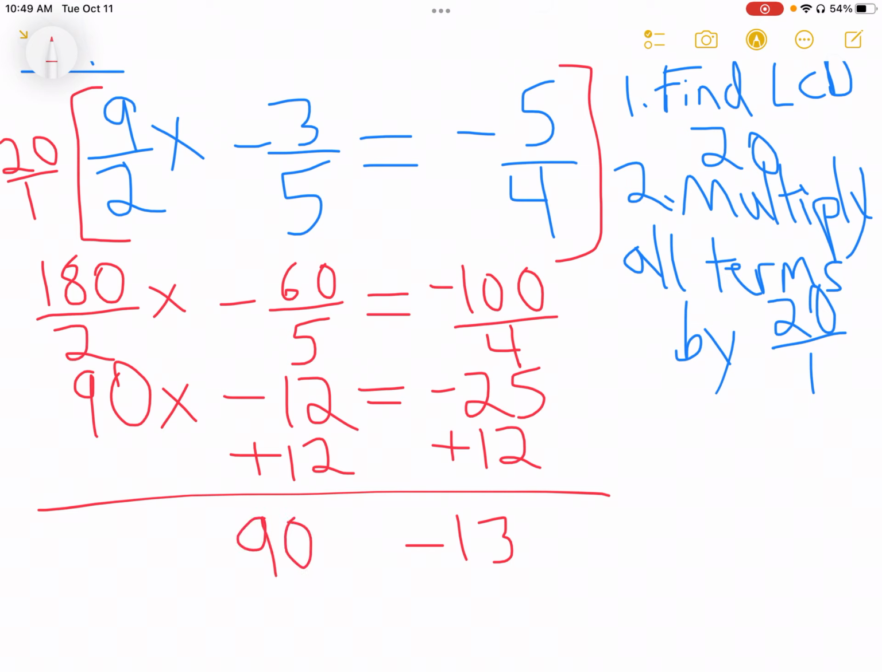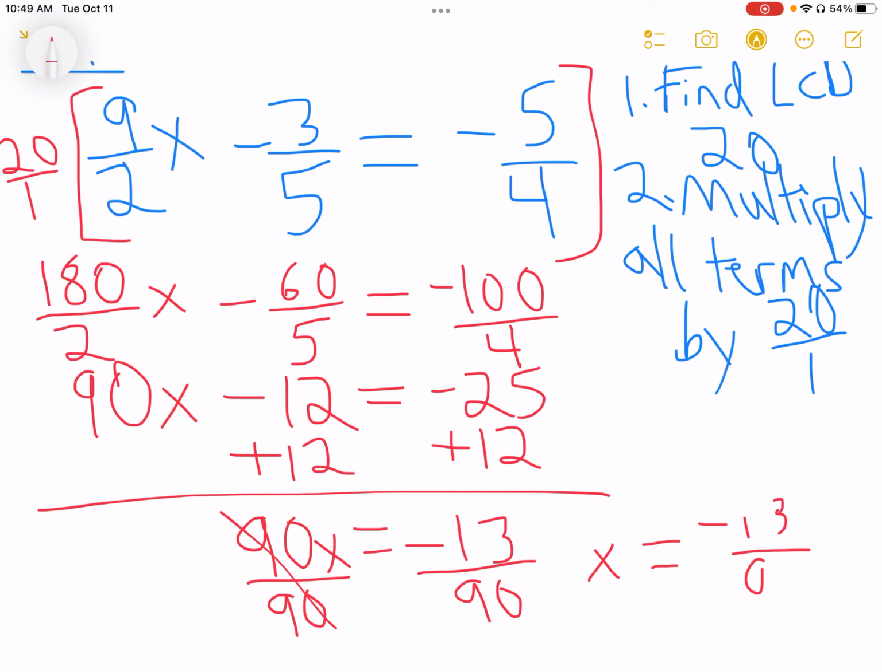And my 90x is equal to minus 13, which means I can divide my 90x by 90. And unfortunately, I don't get a very nice number, because now my x is just equal to minus 13 over 90. I don't really like that weird answer here. But in the real world, you're not going to get super even answers all the time. You get some weird answers. So this is still a number. It's just this fractional answer. Okay, so that's those. And so, finding the LCD and multiplying all terms by that 20 over 1.